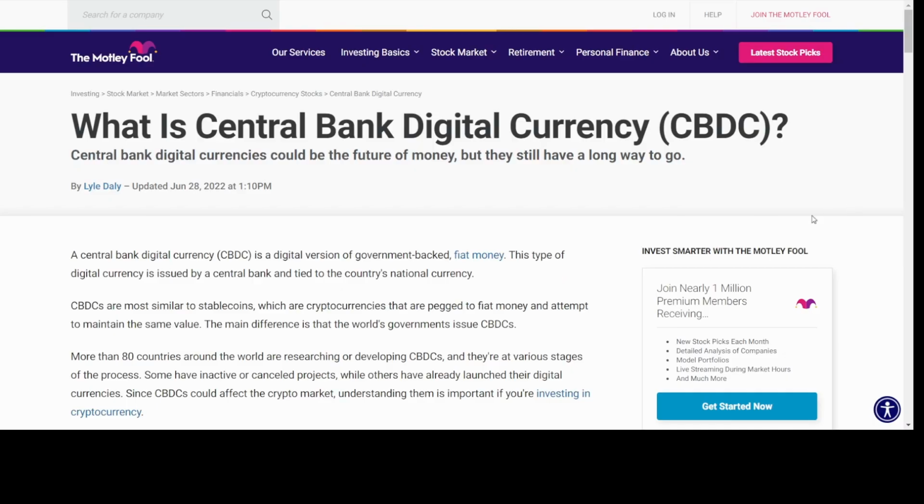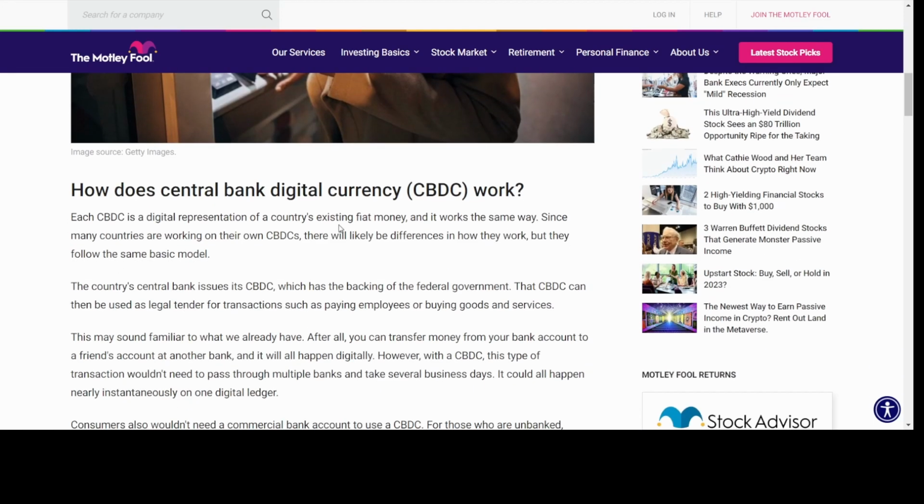Okay, so now I'm going to get into the central bank digital currencies, or the CBDCs. So this goes into how they work. Each central bank digital currency is a digital representation of a country's existing fiat money, and it works the same way. Since many countries are working on their own CBDC, there will likely be differences in how they work, but they follow the same basic model.